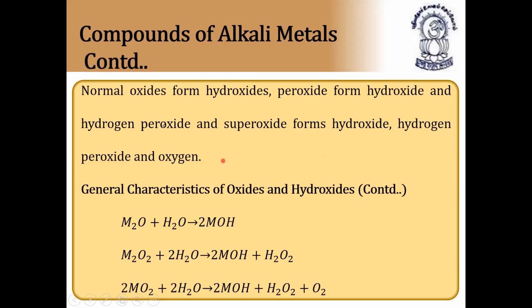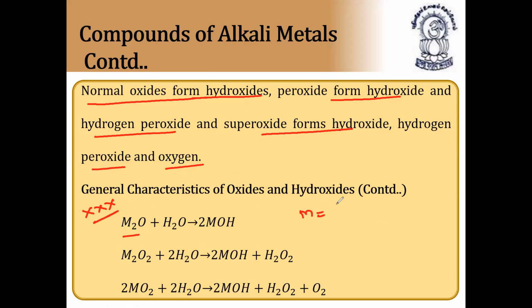So please remember that. Normal oxides form hydroxides, very, very important here. Normal oxides are lithium oxide, potassium oxide, or sodium oxide, that is M2O. So normal oxide forms hydroxide, peroxide forms hydroxide and hydrogen peroxide, and superoxide forms hydroxide, hydrogen peroxide, and oxygen. Very, very important. These reactions definitely they'll ask in the examination. So when you dissolve normal oxide, here M can be lithium, sodium, potassium, rubidium, cesium.